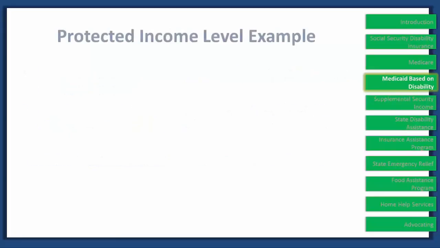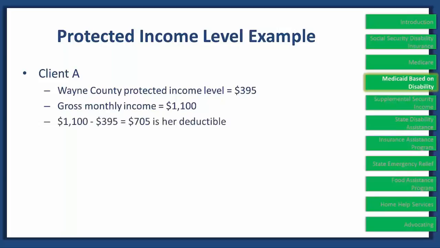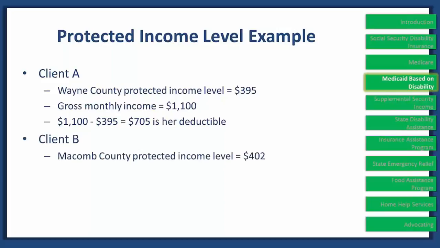For example, Client A lives in Wayne County, where the protected income level is $395. Her gross monthly income is $1,100. To calculate her Medicaid deductible, subtract $395 from $1,100. Her deductible is $705.